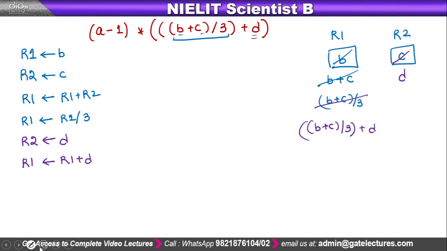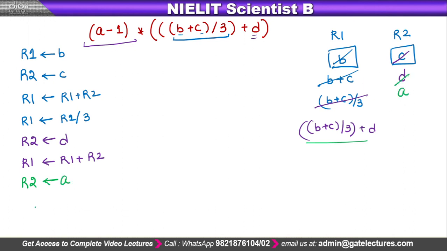And in place of d you write R2 here, because d we have already loaded into R2, so this is R1 plus R2. Now I will solve this one. How? Now in R1 we have this value stored, so R2 again is empty or useless because d is not needed anymore. So again in R2 I will store a, so now the value a has come here.